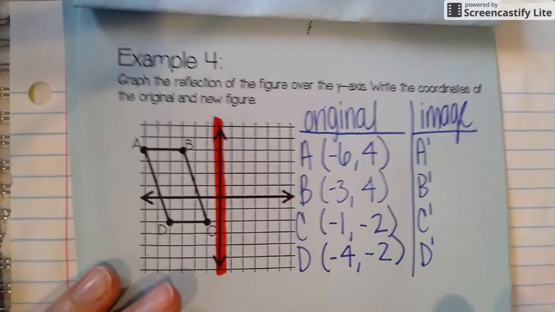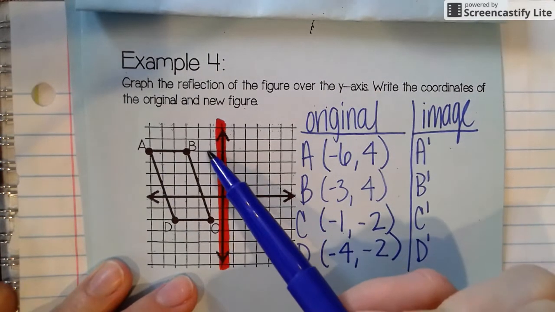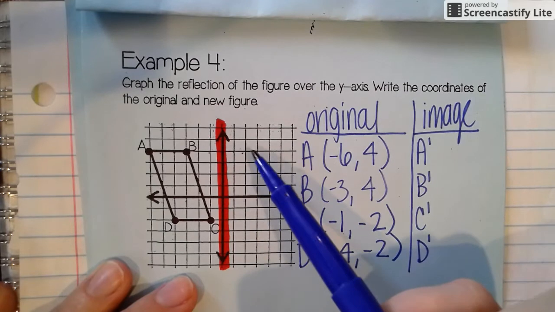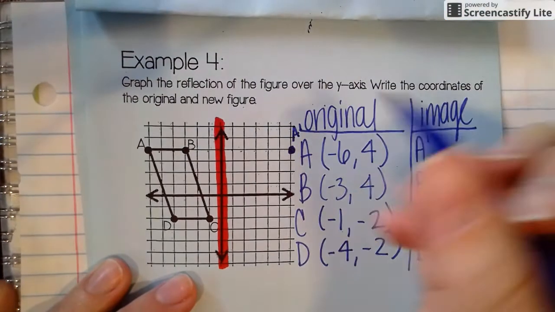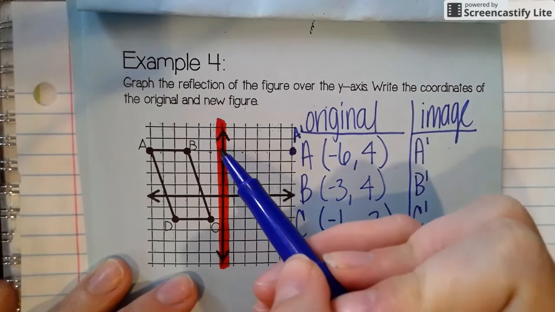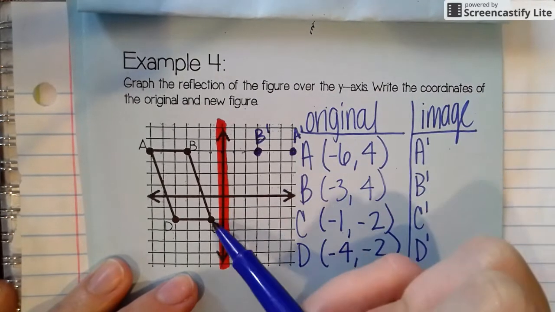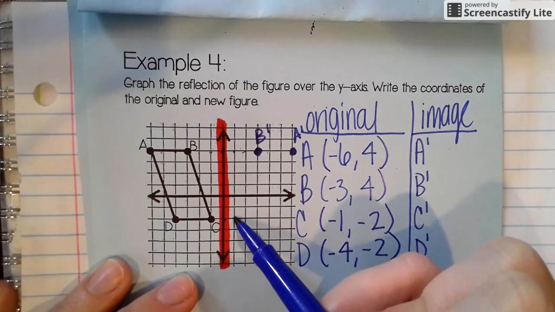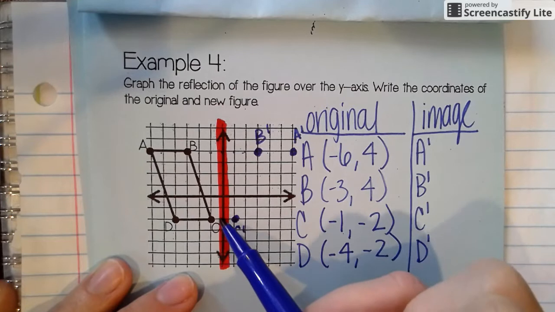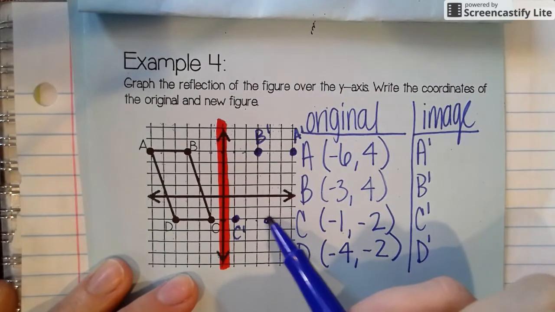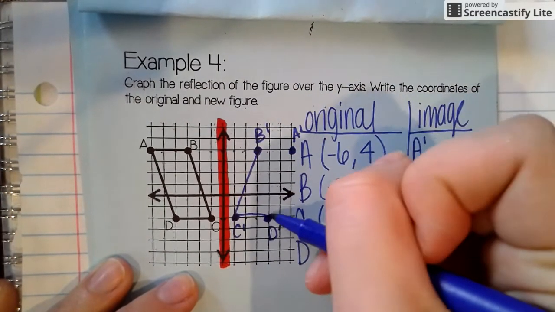Now to find my image points, I have to count how far they are away. So I go 1, 2, 3, 4, 5, 6. So I'm going to go 1, 2, 3, 4, 5, 6, and that's going to be A prime. I'm going to do the same thing for B. 1, 2, 3, 1, 2, 3. That's B prime. C, I'm going to go 1, 1. And then D is 1, 2, 3, 4, 1, 2, 3, 4. So here is my new shape.